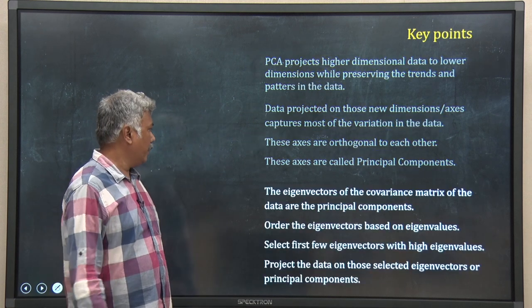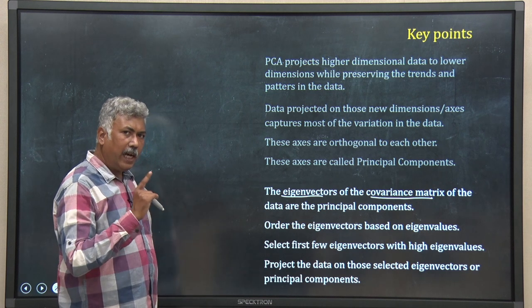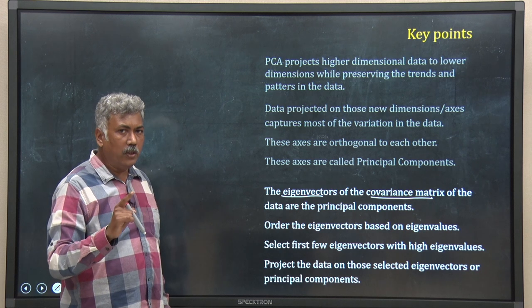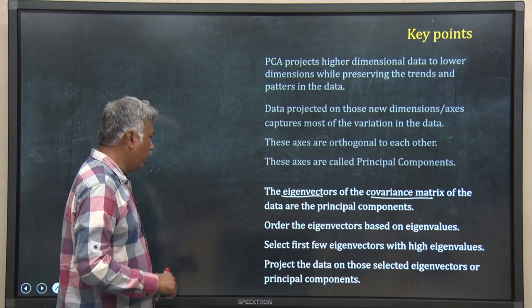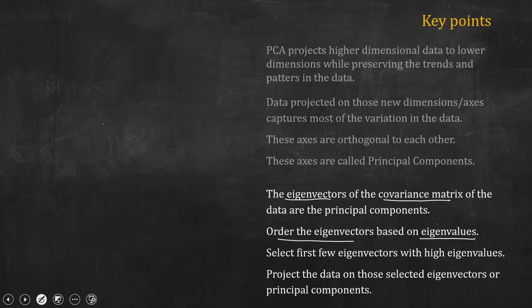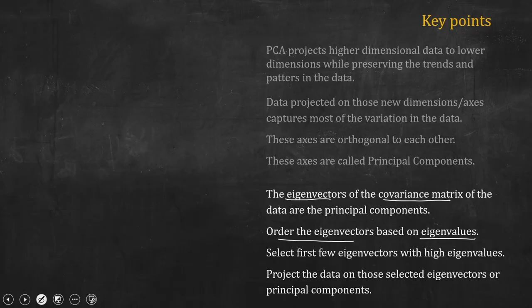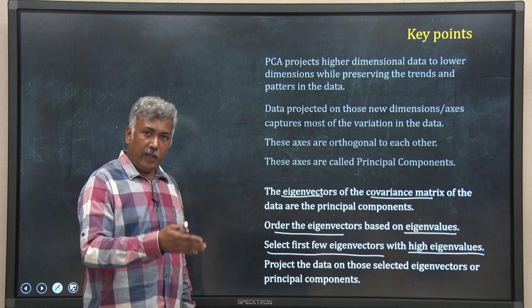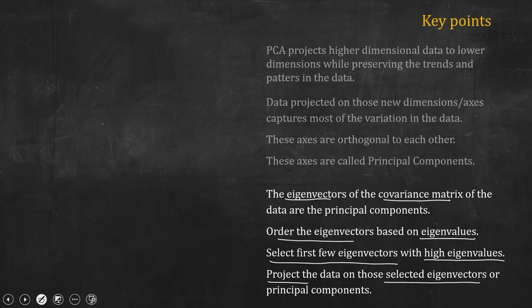Now, how do you do it mathematically? To do it mathematically, we find the eigenvectors of the covariance matrix of the data. And then these eigenvectors are the principal components. So, if I have d dimensions, then I have d eigenvectors. But I do not want to retain all those eigenvectors or all those principal components. I want to remove most of them and keep only a handful. To do that, we order the eigenvectors based on their eigenvalues, because the eigenvalues are equal to the variance of the projected data on that particular eigenvector. So, we select the first few eigenvectors with high eigenvalues. For example, we choose the first vector, which has the highest eigenvalue, then we choose the second eigenvector, which has the second highest eigenvalue. So, these two are principal component 1 and principal component 2, and so on. And then we project the data on those selected eigenvectors or principal components.